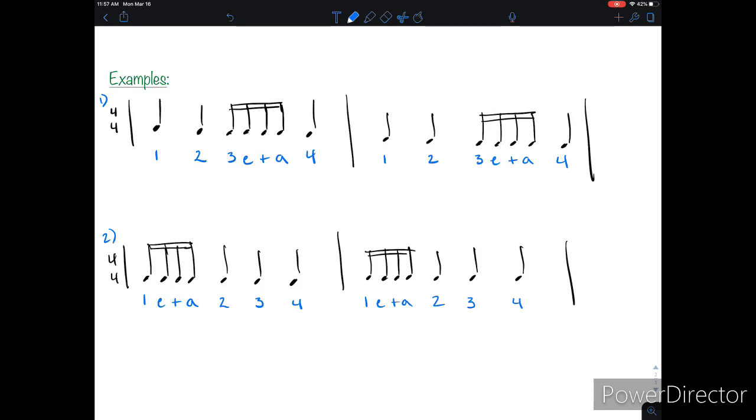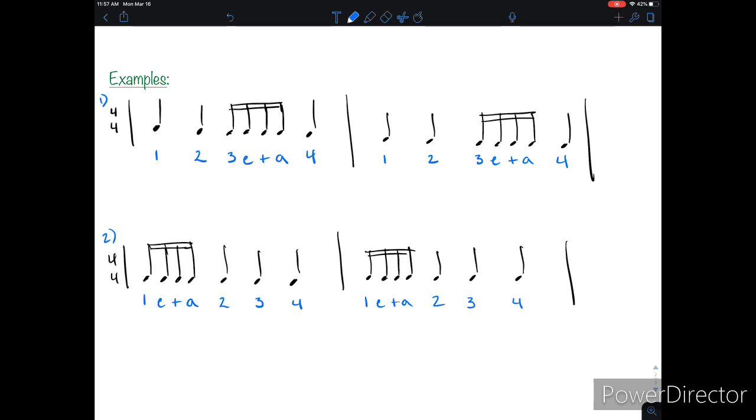All right, and here's example number 2. I'm going to turn the metronome back on. 1 E and a 2, 3, 4. 1 E and a 2, 3, 4. Okay, so that's how both of those go.